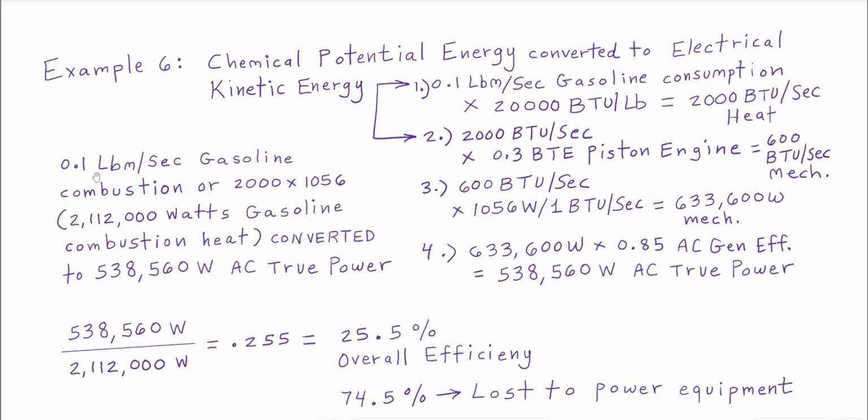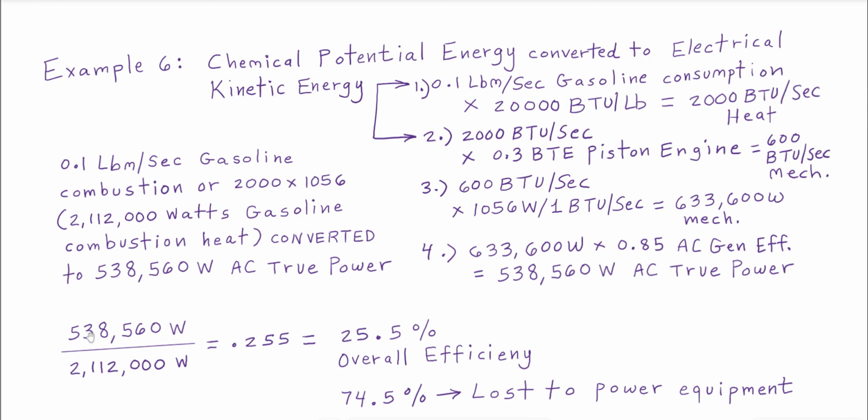Okay, so 0.1 pounds mass per second gasoline combustion, or 2,000 times 1056. So we got 2.112 million watts of gasoline combustion heat going into the engine, and then it converts 30% of that to mechanical power out of the engine to then drive the AC electrical generator, which only loses 15% efficiency, to then yield 538.6 or 538.56 kilowatts AC electrical true power.